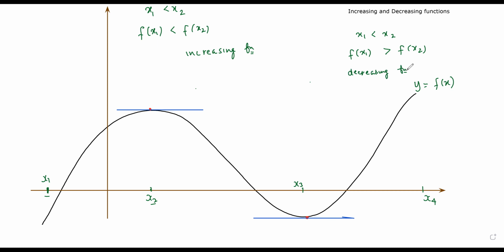Let me repeat this once more. If you take two points, x1 and x2, as we can see over here, this is f(x2), and over here, this is f(x1). We can see x1 is smaller than x2, and f(x1), the y value at x1, is definitely smaller than the y value at x2. Then in the interval from x1 to x2, the function f(x) is an increasing function.